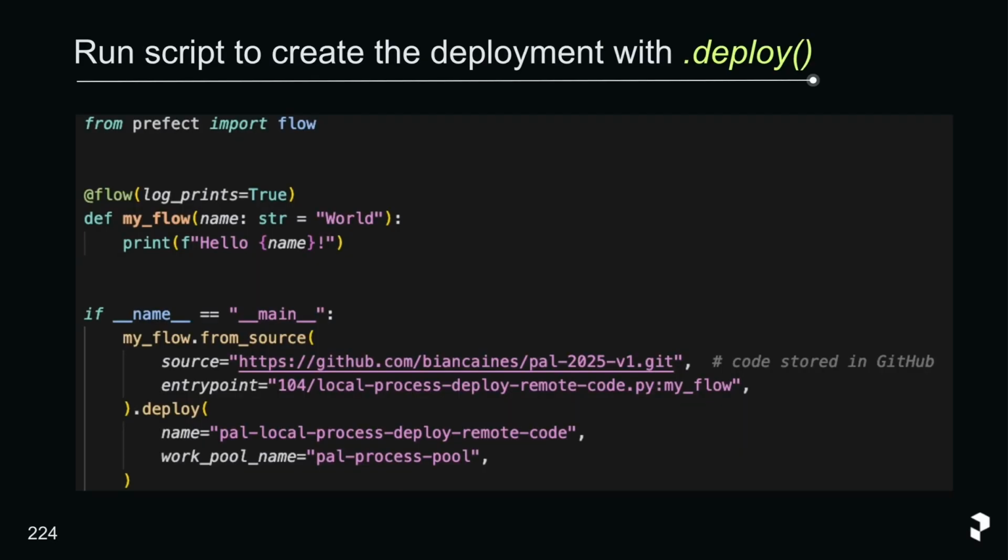In a similar fashion to the script that we used to deploy to our managed execution work pool, this script is designed to deploy to a process work pool. So again, we are using from source and .deploy, both of those methods. We've specified the source and entry point in our from source method and have given a name to our deployment in the .deploy method, but this time we're specifying the process work pool in the work pool name.